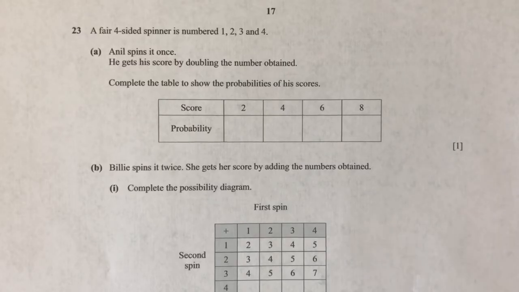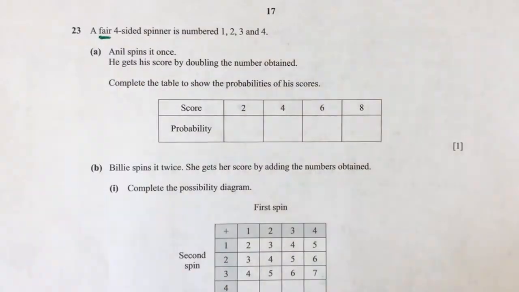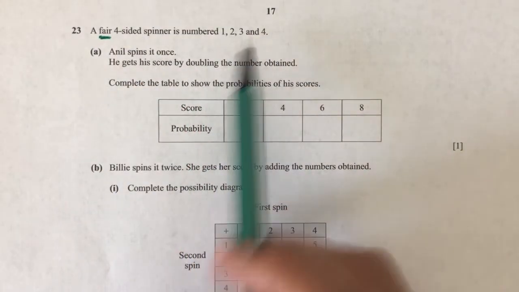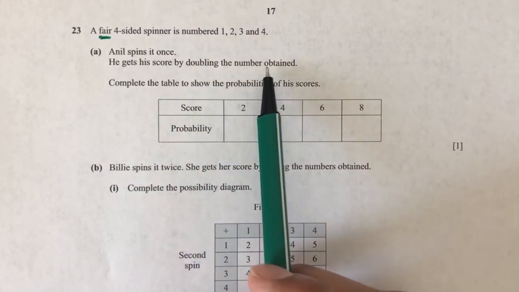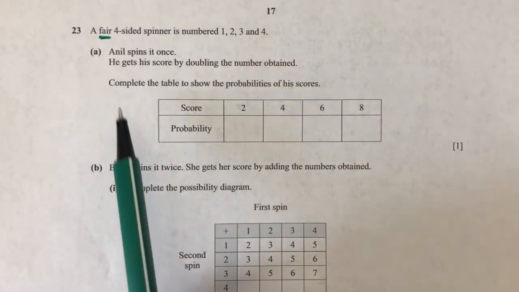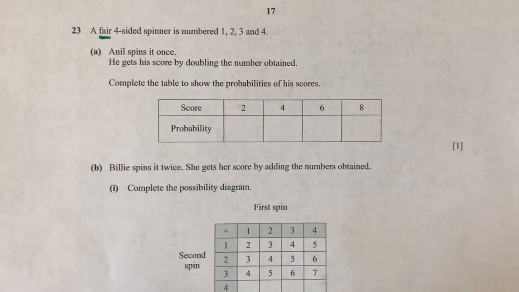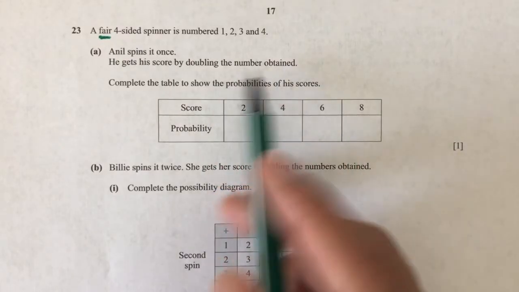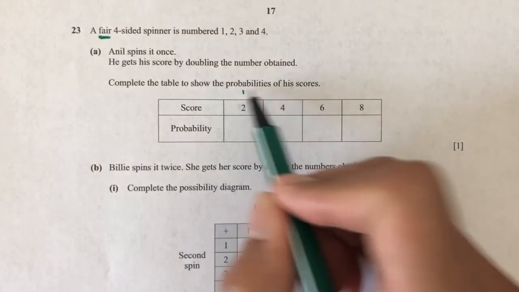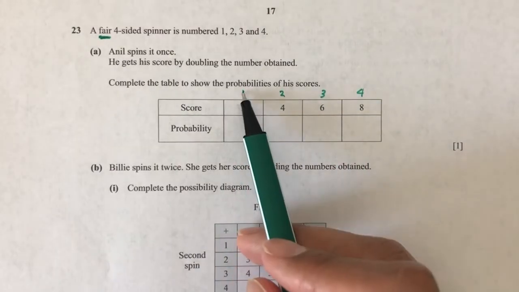Question number 23. A fair four-sided spinner, and fair is very important here, is numbered 1, 2, 3, and 4. Anil spins it once. He gets his score by doubling the number obtained on the spinner. Complete the table to show the probabilities of his scores. So 2, 4, 6, 8 is obtained by doubling the number he obtained, which means he was actually obtaining 1, 2, 3, and 4. So he doubles them to get his score.